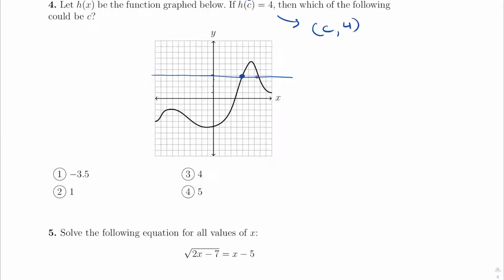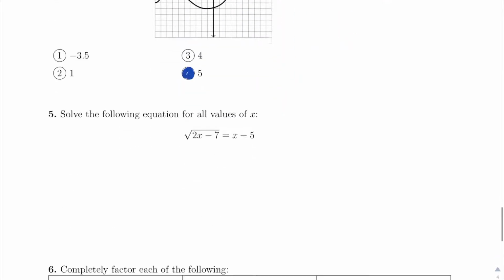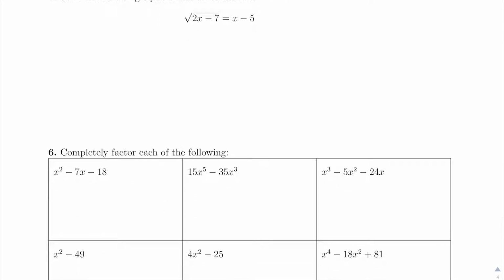So there are 2 points with the y-coordinate of 4. One of them is (5, 4). And if we had to approximate the other one, it would be (7.5, 4). So it looks like (5, 4) is going to be the right one, because c would be 5 in that case.